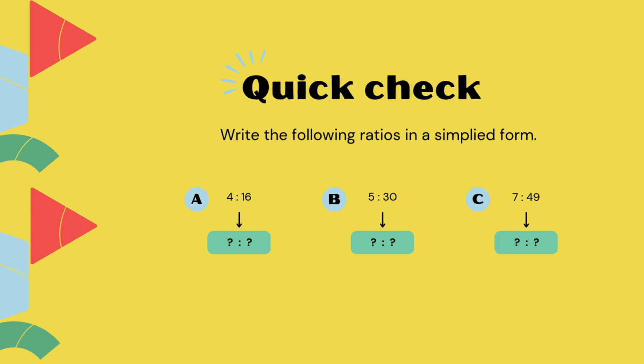So write the following ratio in simplified form. Again, remember what times table goes into both numbers. Simplifying, in this case, will be dividing, not multiplying.